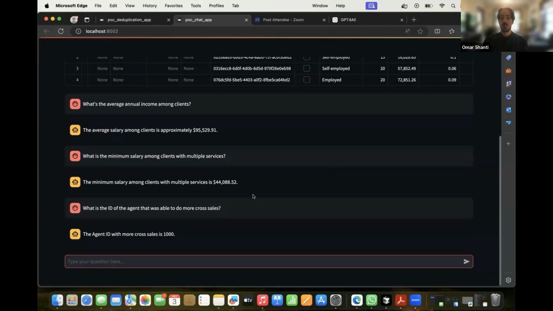This way of working with LLMs is called the agentic model, and it opens a lot of doors around getting to the right question in order to get to the right answer using the right data sources, and there's a lot of potential there.